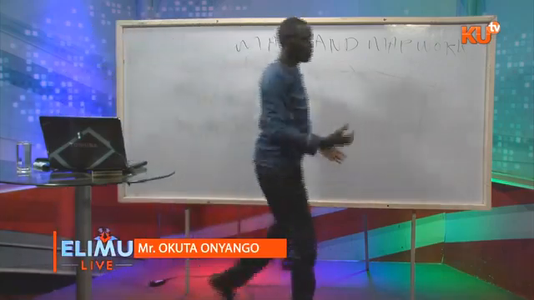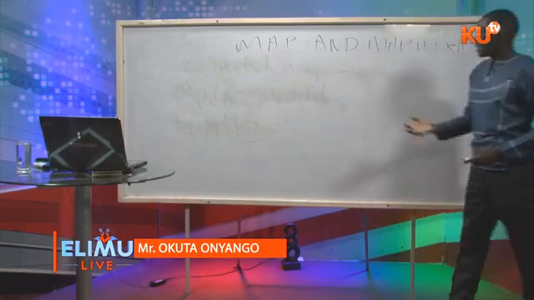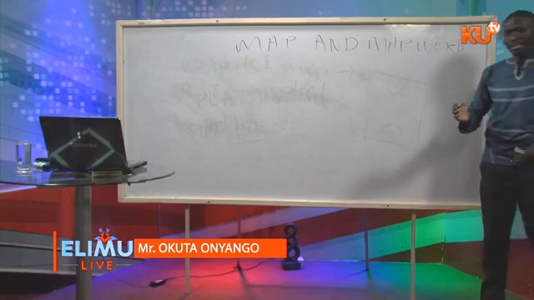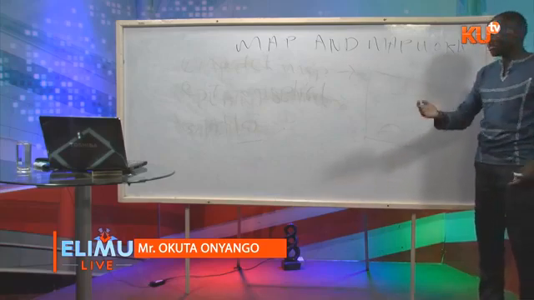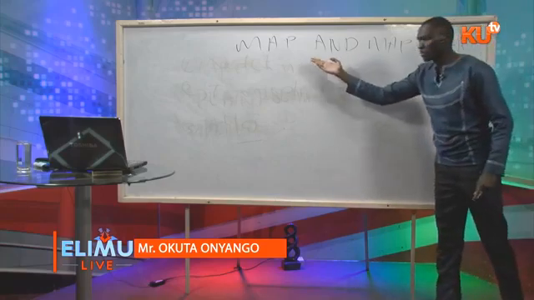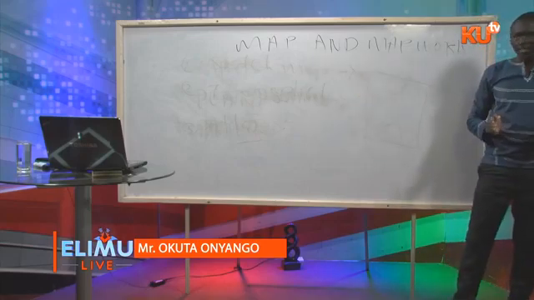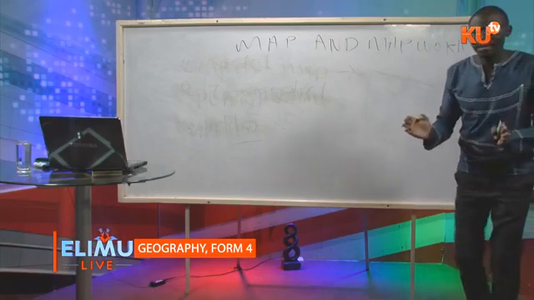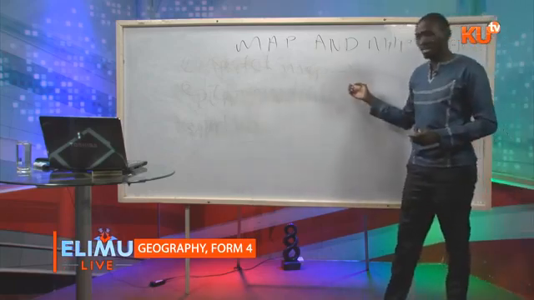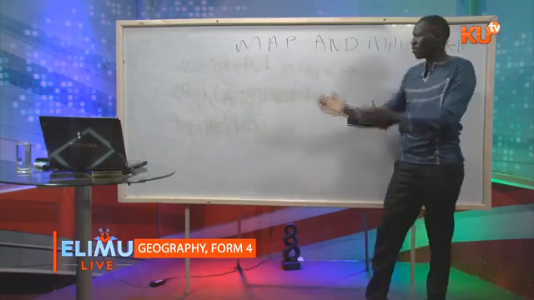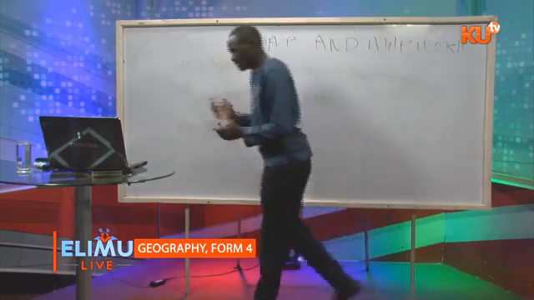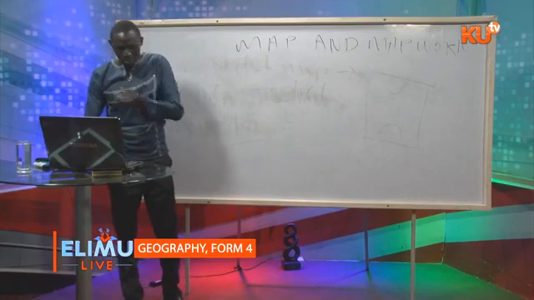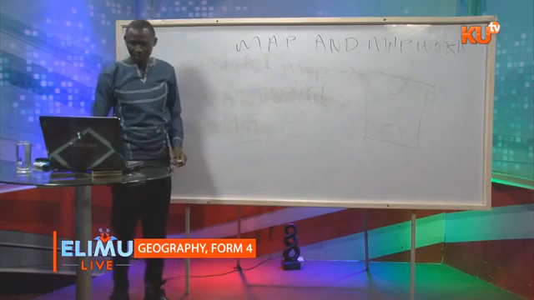The act of making maps. For example, a person that is given an authority, or a person that is in charge of drawing a map, is called the cartographer. While the act of making the map is called cartography. So cartography is the process of making a map. So let's go to another category.